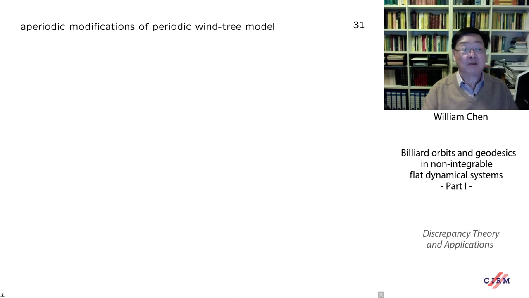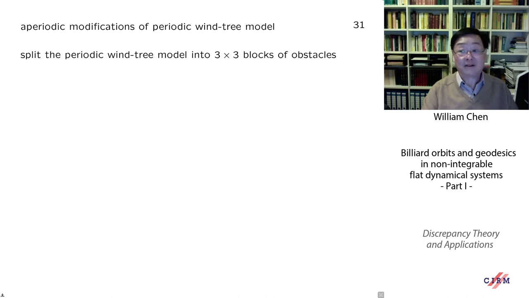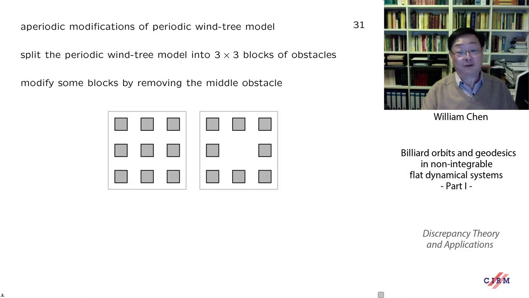But how about aperiodic modifications of this model? Let us split the periodic wind tree model into 3x3 blocks of obstacles and modify some of these blocks by removing the middle obstacle. So some blocks now have 9 obstacles, others only have 8, with the middle one missing. There are uncountably many ways of doing this, and the overwhelming majority of them give us aperiodic modifications of the periodic wind tree model.